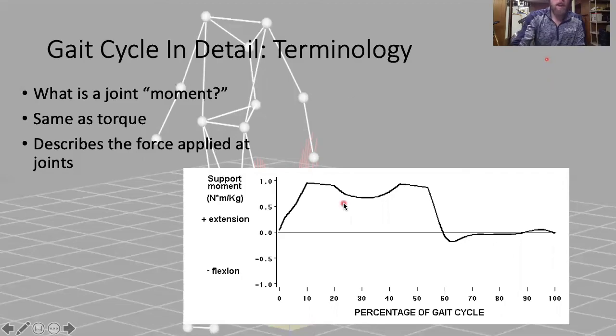So if we look at this really simple graph and we look at percentage of the gait cycle, we're going to have extension of a joint and flexion of a joint. This could be any joint in the human body. It could be the knee, it could be the hip, it could be the elbow, right? If we have extension, if we have flexion, and this right here is measuring support moment, which means force absorption during whatever phase of the gait cycle we're looking at. So this is a pretty simple one. We're going to have some more detailed graphs and charts on the next few slides.